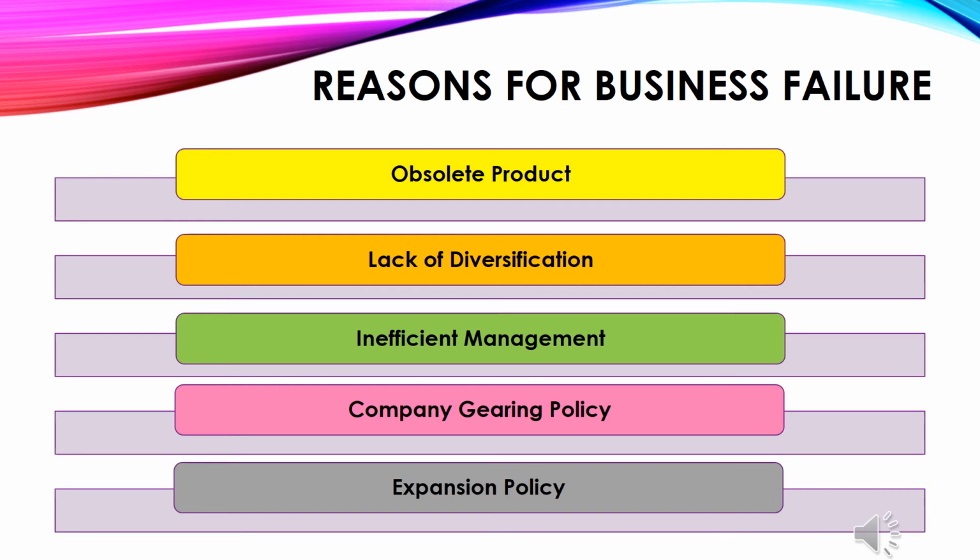Reasons for business failure: obsolete product means the product is outdated. Lack of diversification means the product is not attractive. Inefficient management means poor management. Company gearing policy refers to the debt to equity ratio. Higher debt leads to business failure. Expansion policy: an unreasonable policy for the expansion.